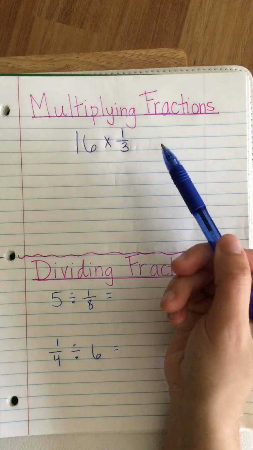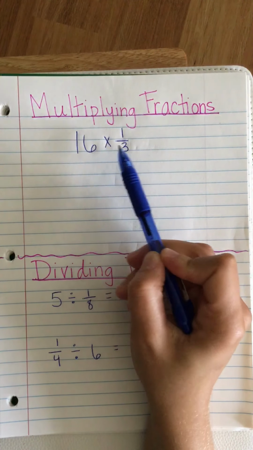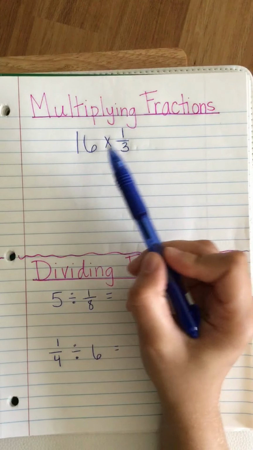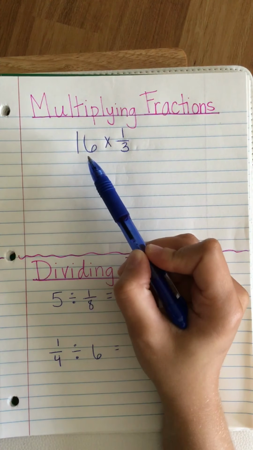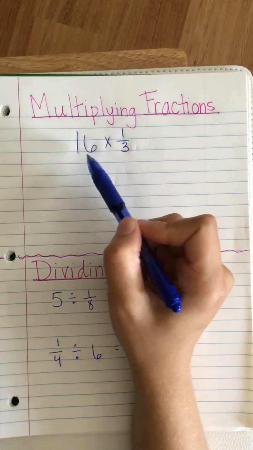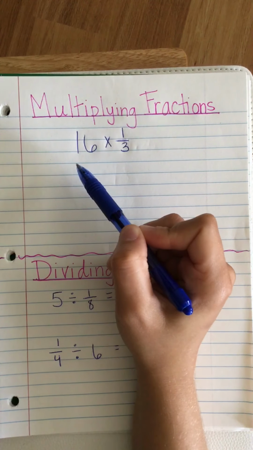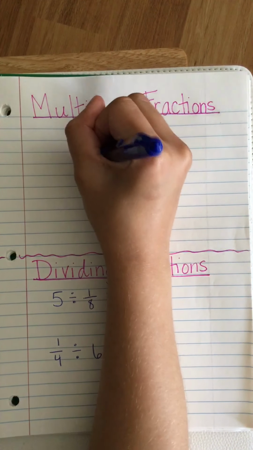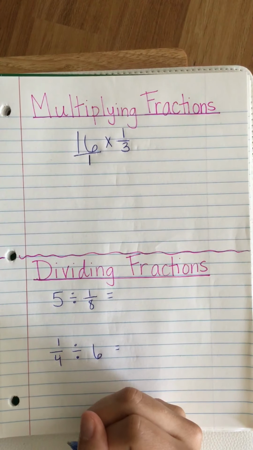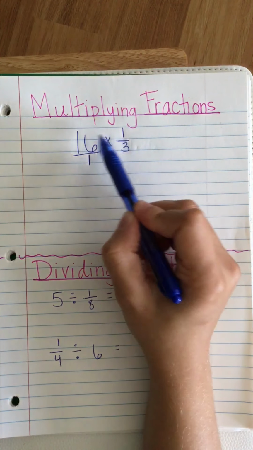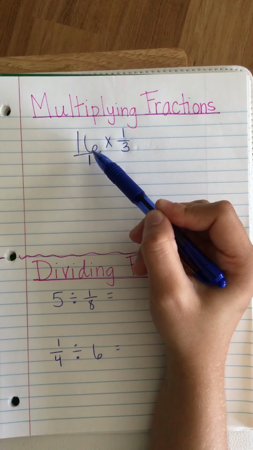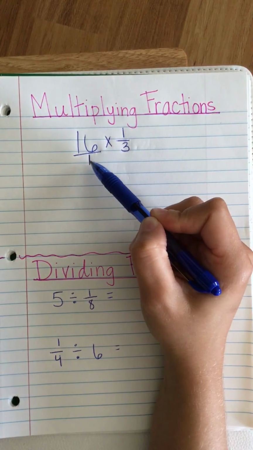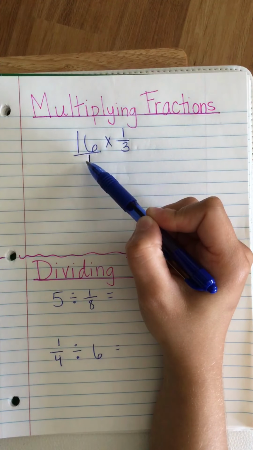When we multiply fractions, both numbers have to be a fraction. So in order to multiply 16 times 1/3, all we have to do is change 16 into a fraction. And to do that, all you do is drop a 1 underneath. Okay? So when you are multiplying fractions, to change a whole number into a fraction, just drop a 1 below it. Okay, so our denominator is 1.